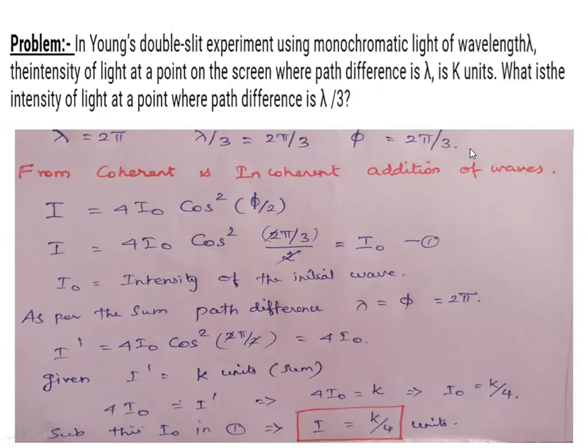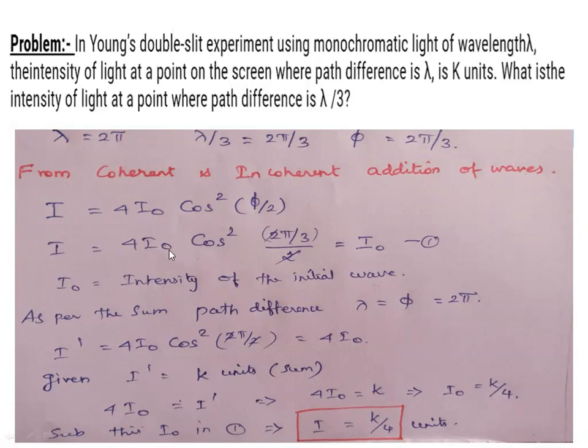From the coherent and incoherent addition of waves, we have already seen A cos omega t, where A is the amplitude. The intensity is 4 times, and that is what we have already discussed, how intensity increases for constructive interference. I is equal to 4 into I naught. Omega t is the angular value that we can consider here, so it is pi by 2.